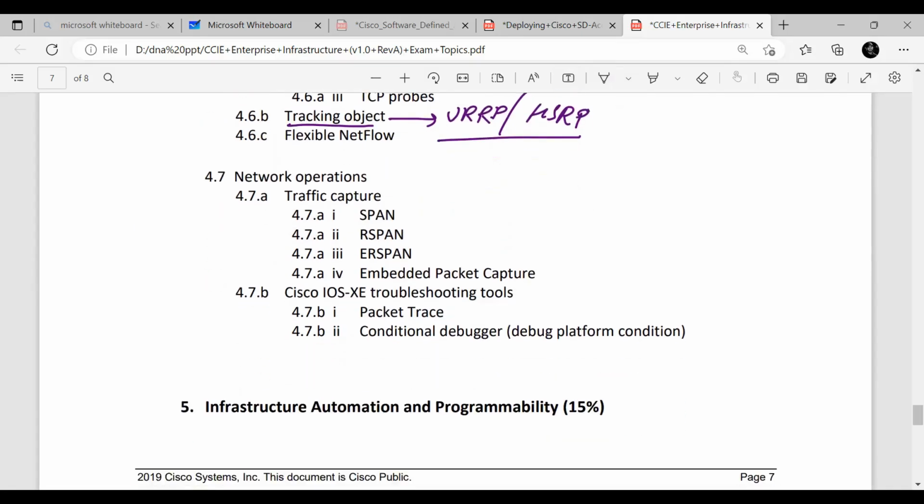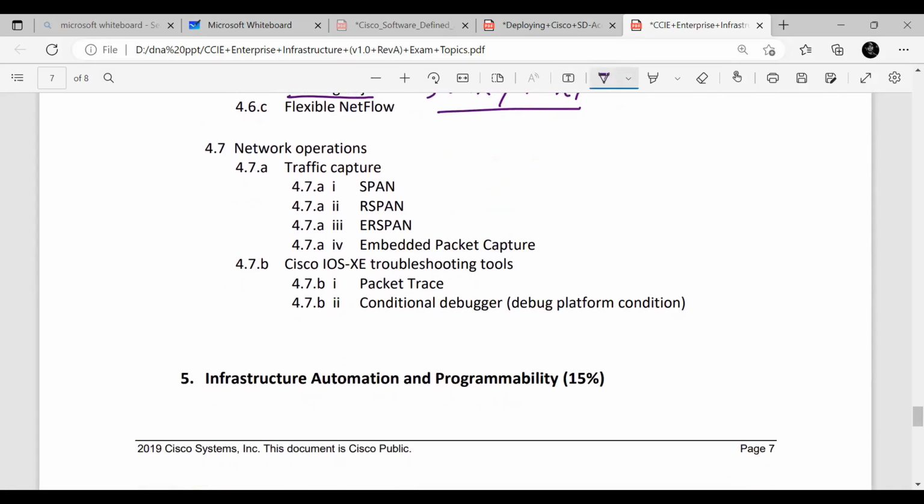Then network operations: we have SPAN, RSPAN, ERSPAN, and embedded packet capture. And then Cisco IOS XE troubleshooting tools, packet trace, and conditional debugger. Conditional debug, because basically what you can do is implement an ACL with debugging.